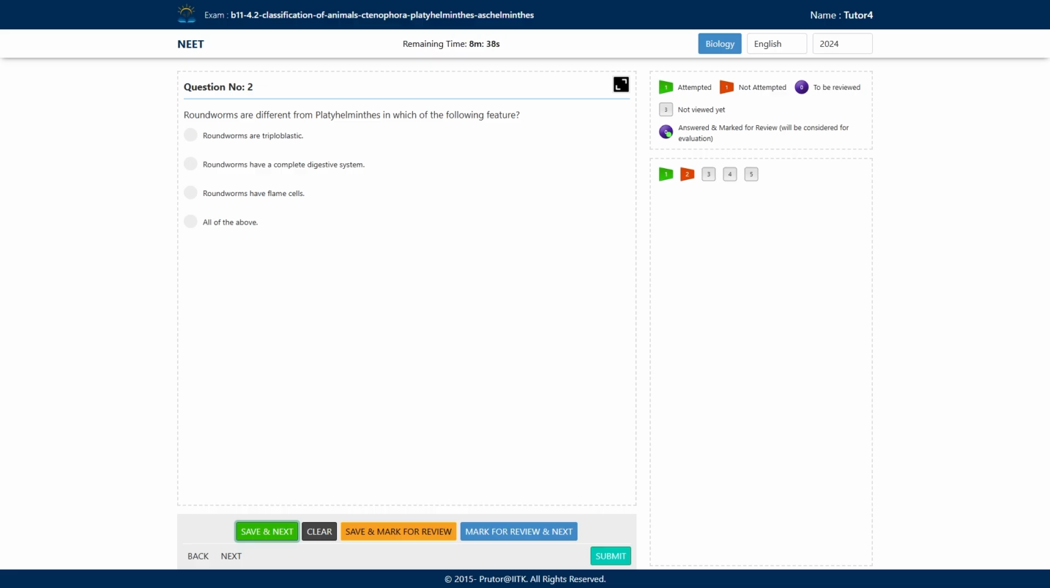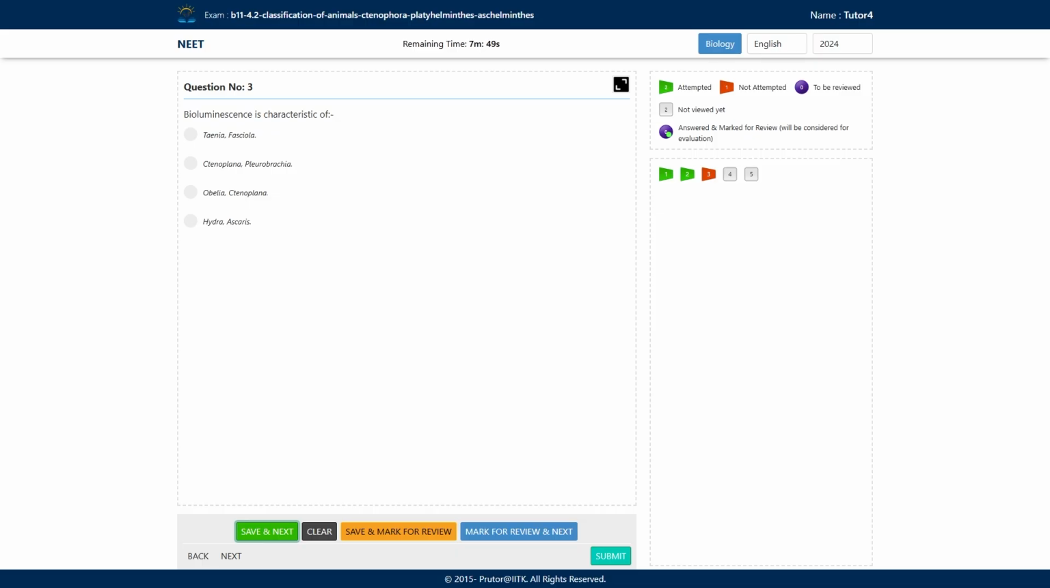Roundworms are different from platyhelminthes in which of the following features? A, roundworms are triploblastic. B, roundworms have a complete digestive system. C, roundworms have flame cells. And D, all of the above. So roundworms are different from platyhelminthes in having a complete digestive system.